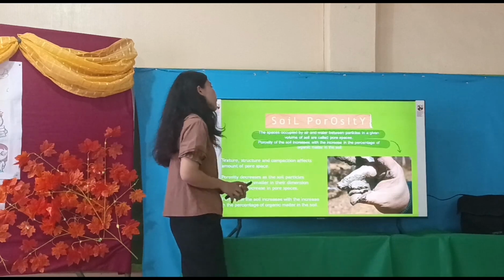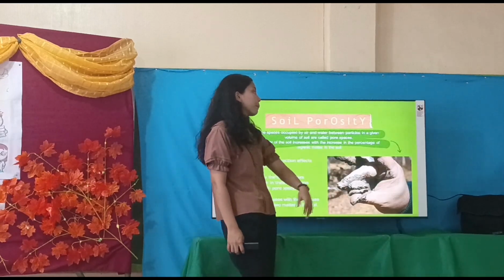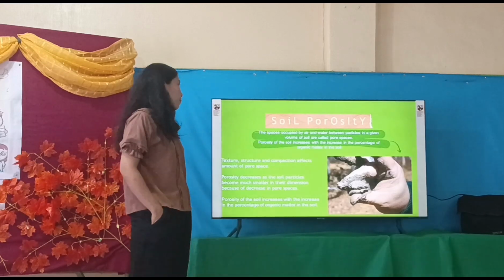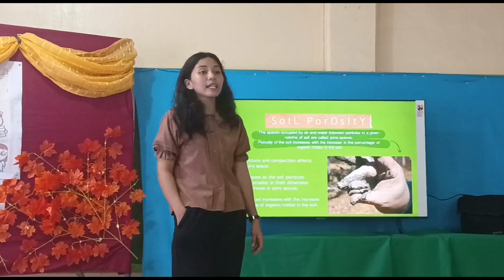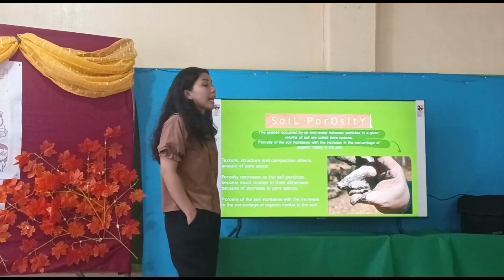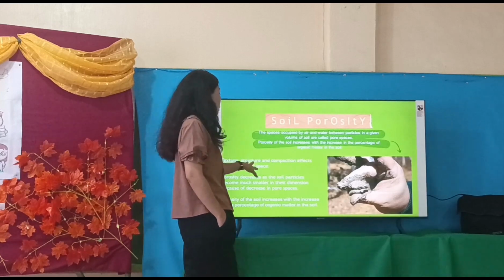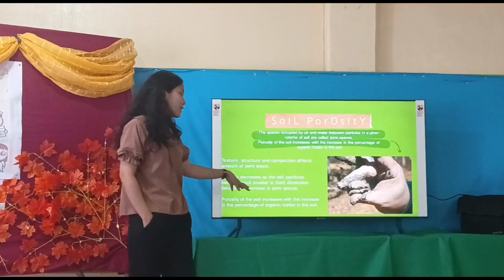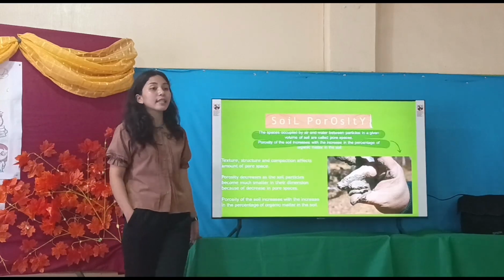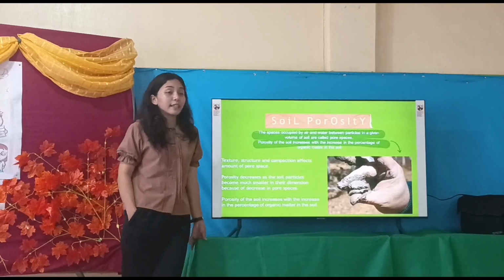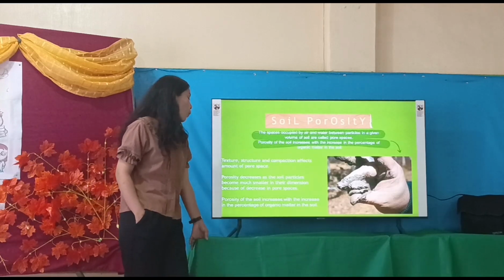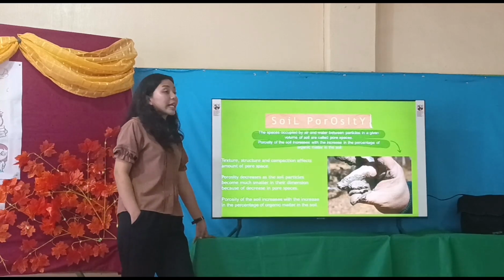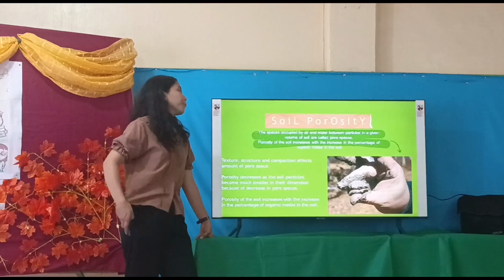Next is the soil porosity. The spaces occupied by air and water between particles in a given volume of soil are called pore spaces. And porosity of the soil increases with the increase in the percentage of organic matter in the soil. So texture, structure, and compaction affect the amount of pore spaces. Porosity decreases as the soil particles become much smaller in their dimensions because of decrease in pore spaces, while porosity of the soil increases with the increase in the percentage of organic matter in the soil.